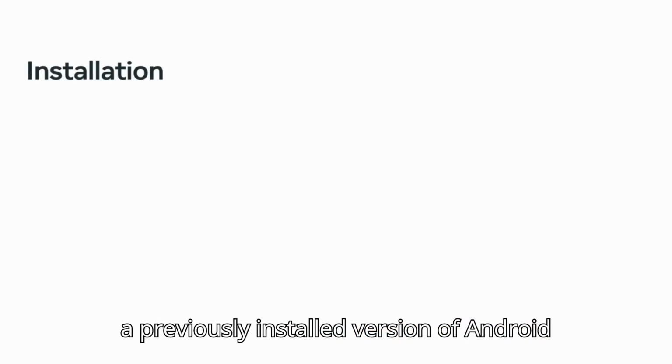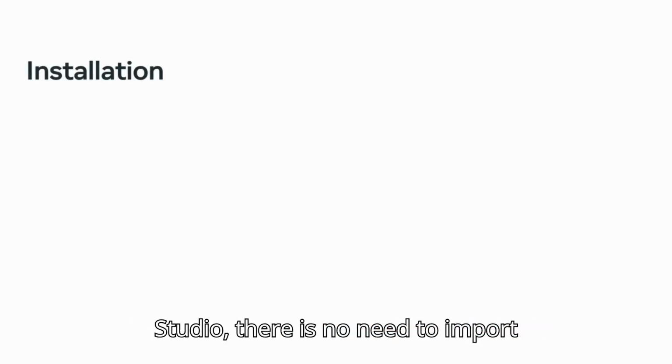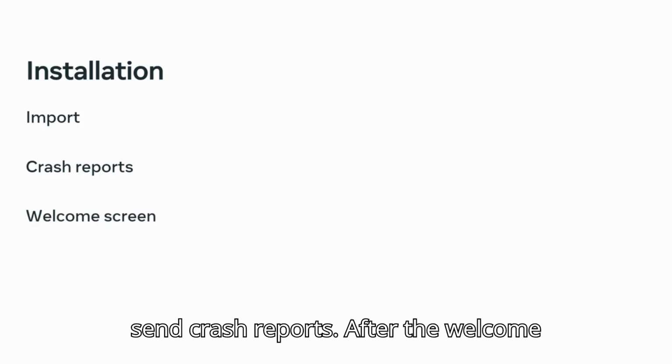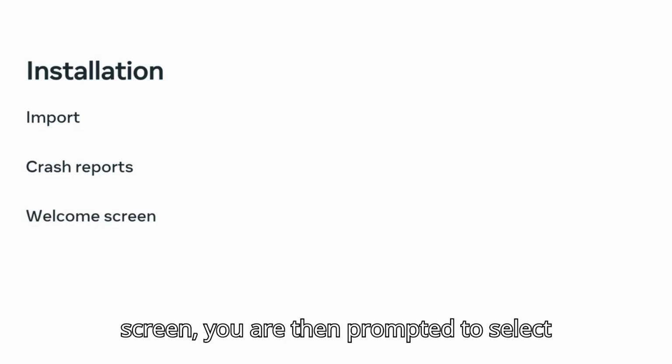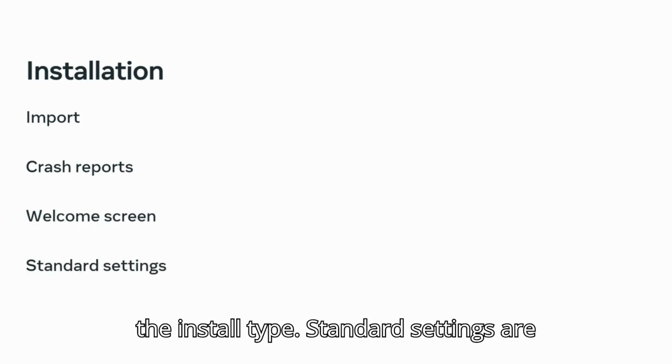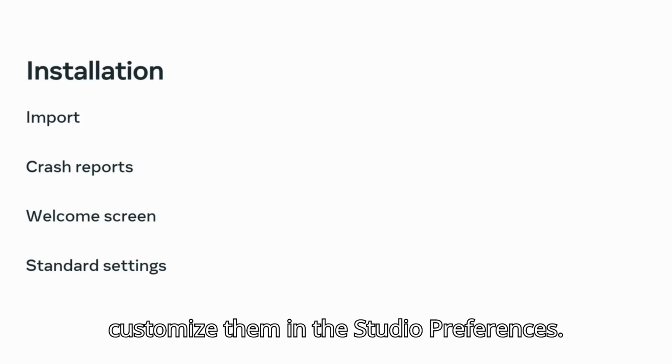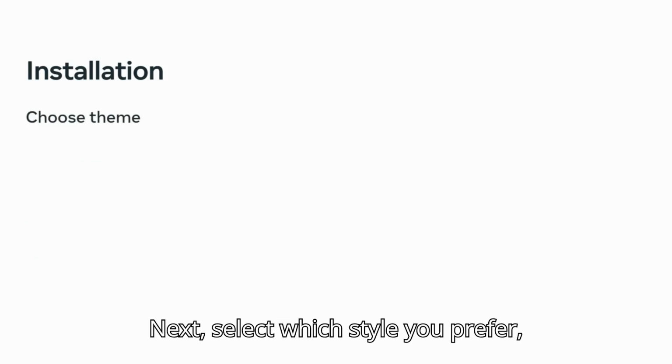If you do not have a previously installed version of Android Studio, there is no need to import settings. You can agree to or decline to send crash reports. After the welcome screen, you are then prompted to select the install type. Standard settings are fine to start with. You can always customize them in the Studio preferences. Next, select which style you prefer, light or dark theme.